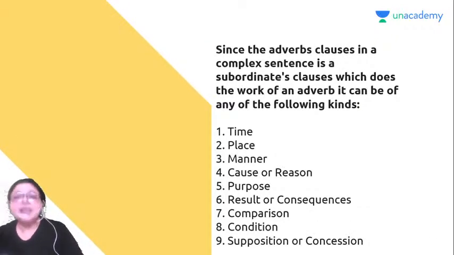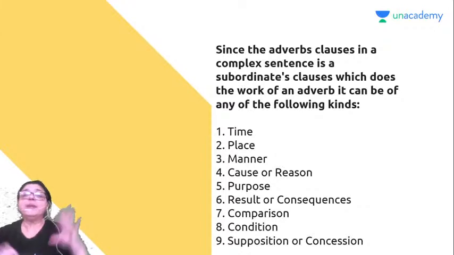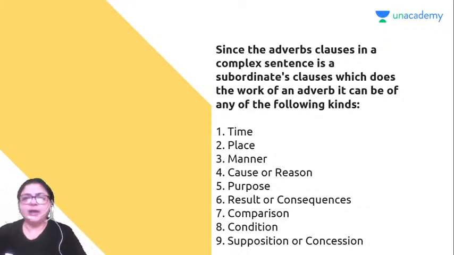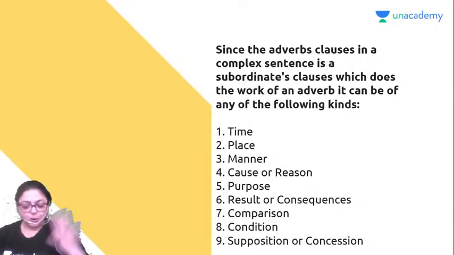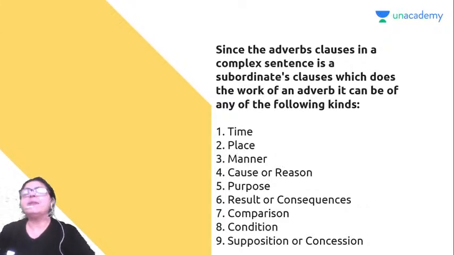Okay, very easy to understand. The adverb clause in a complex sentence is a subordinate clause which does the work of an adverb. It can be of any of the following kinds. Now, how many? Oh yes, we have 9 types of adverb clauses. But don't be scared, don't get afraid. These are absolutely simple, and each adverb clause has certain words which we are going to put, which is going to make it absolutely simple and easy to understand all the 9 types.